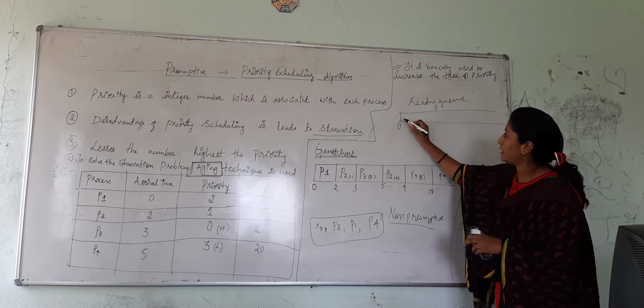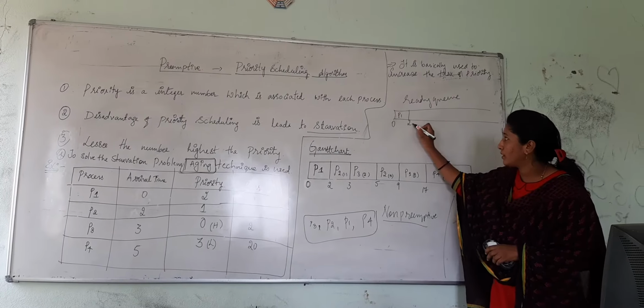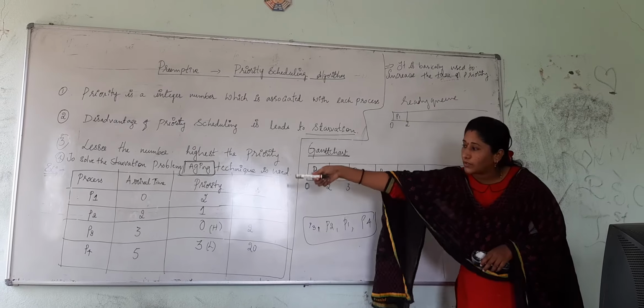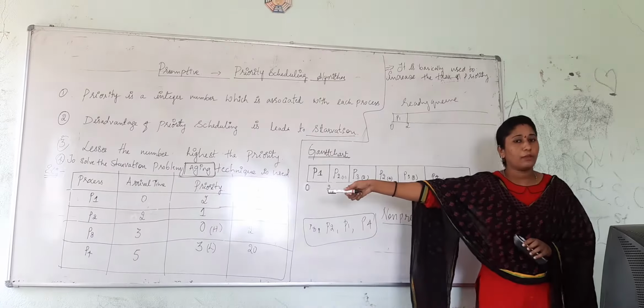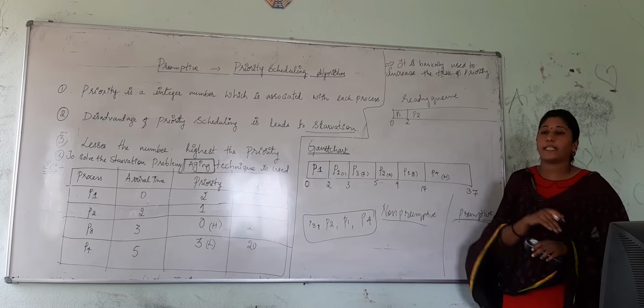First, at 0th arrival time, P1 has entered, right? It is going to stay for 2 milliseconds of time. Once it reaches 2 milliseconds of time, checking the arrival time, yes, at 2 milliseconds of time, another process has entered. Let us write simply it as P2.